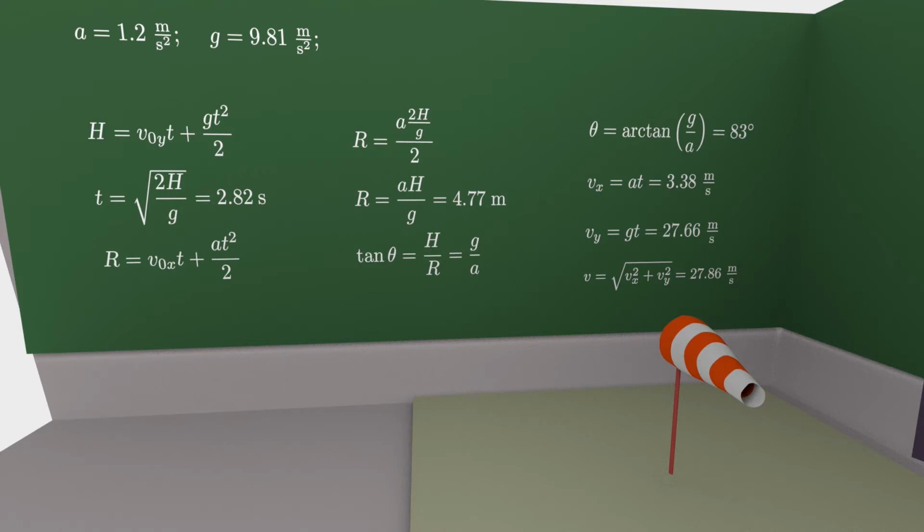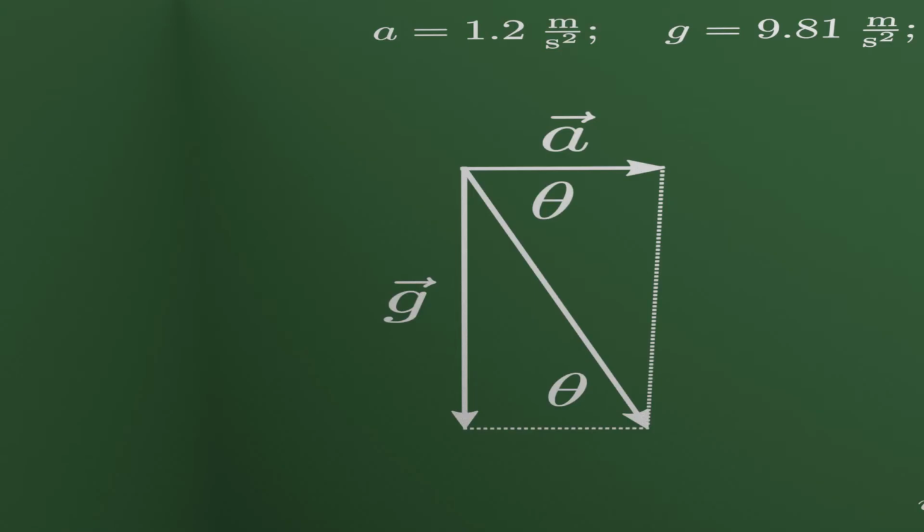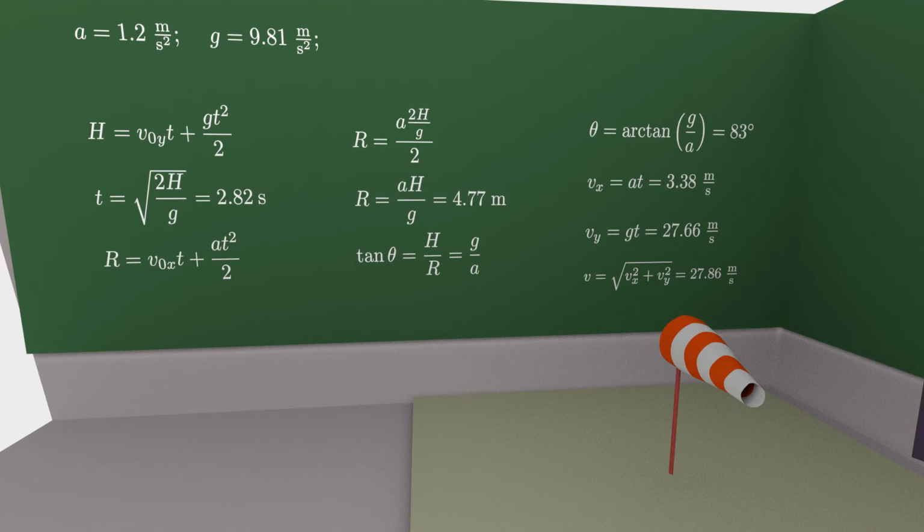Now, we will find the angle theta using a right triangle with two legs h and r. From this triangle, the tangent of theta is equal to h over r, but at the same time it is g over a. Therefore, theta is the arctangent of g over a, and it is 83 degrees.